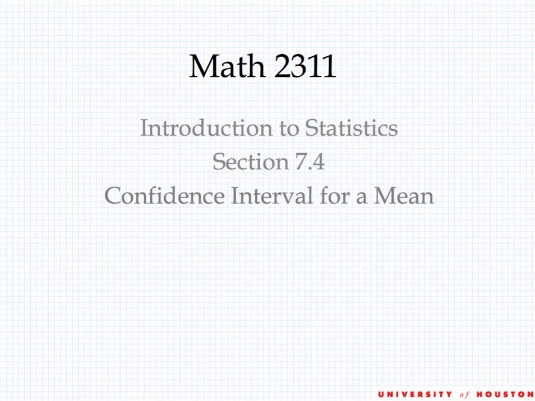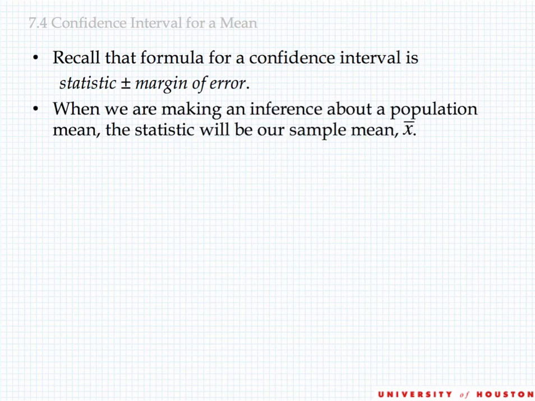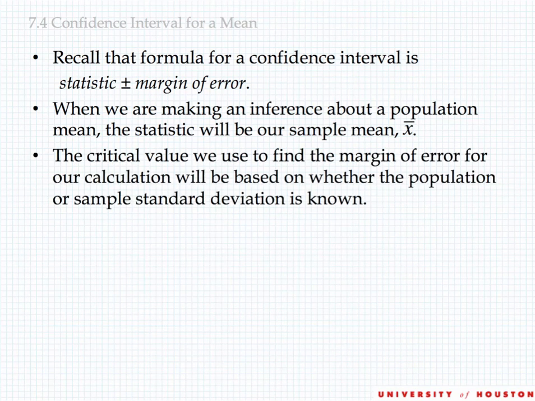Confidence interval for a mean. Recall that the formula for a confidence interval is statistic plus or minus margin of error. When we are making an inference about a population mean, the statistic will be our sample mean, x bar. The critical value we will use to find the margin of error for our calculation will be based upon whether we know the population standard deviation or the sample standard deviation.